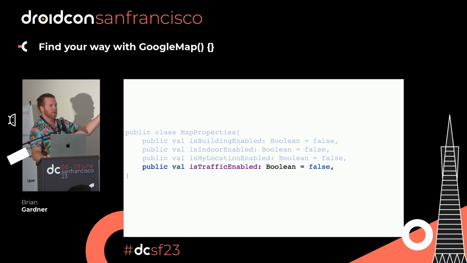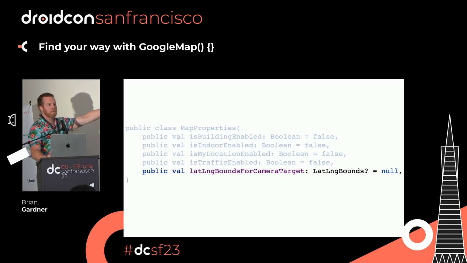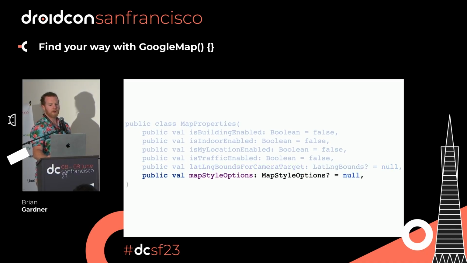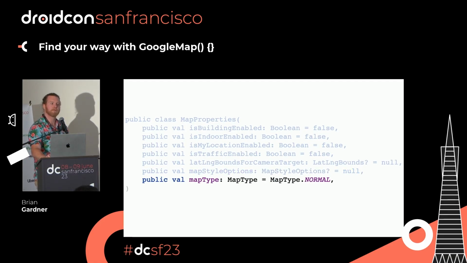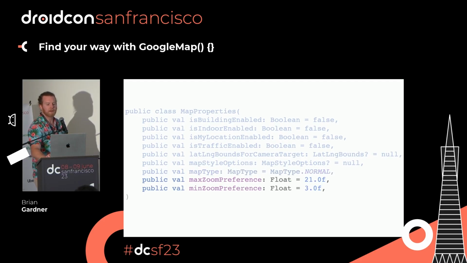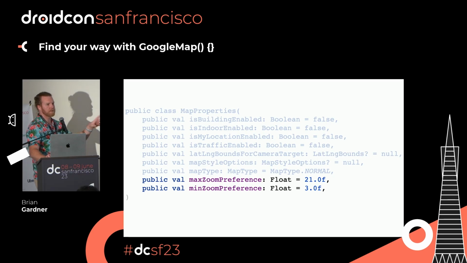You can say, hey, do I want traffic enabled? You can set the bounds for the camera. Basically, you give it a northwest point and a southeast point, and that's the bounding box for the camera that loads. You can also provide map style options, which is basically a way to theme your map. The map type, so this is the normal map, which is what you see if you open up the Google Maps app. You can also get the satellite map, the terrain map, the hybrid map, stuff like that. And last but not least is your min and max zoom preferences, basically just how far the user can zoom in and out.